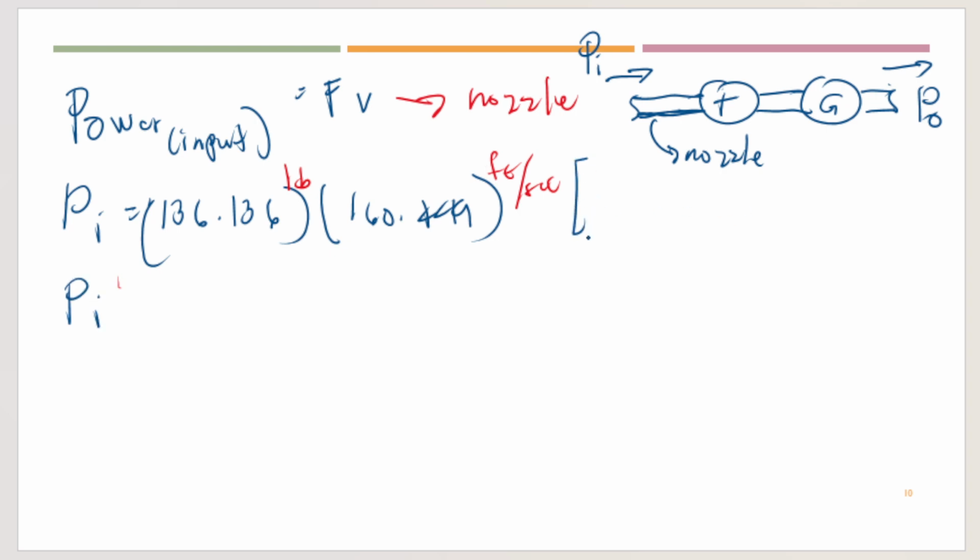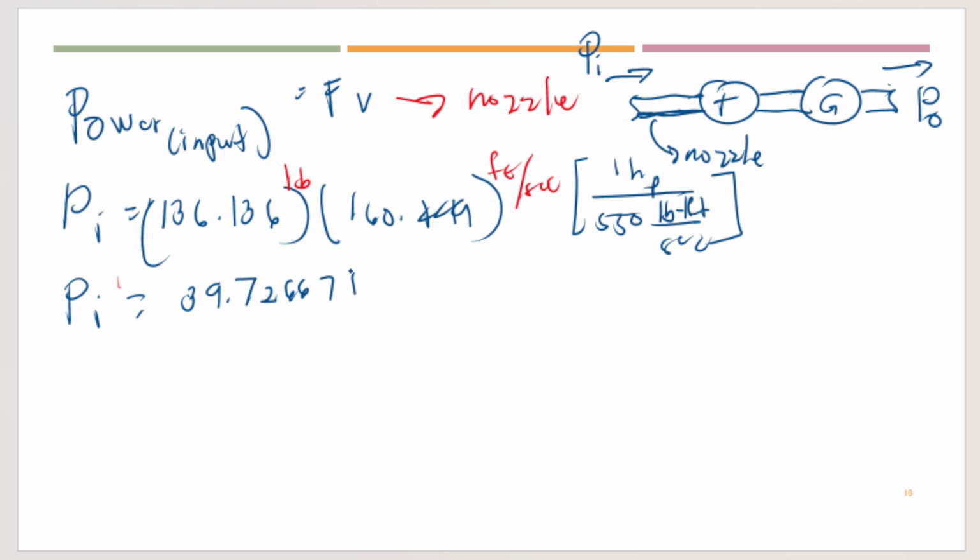We know that 1 horsepower is equal to 550 pounds-foot per second. So, our power input in terms of horsepower is 339.72667434 horsepower. Some references call this the water jet, or jet, because it flows fast and hits the turbine. That is our power input.